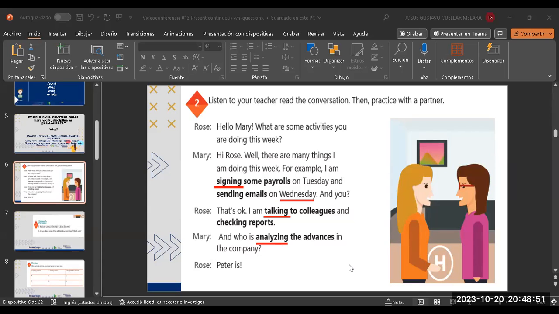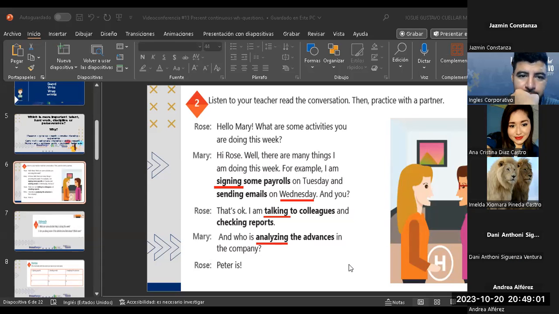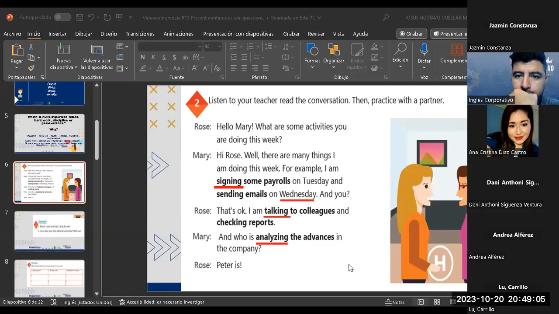Ok, necesito que acepten la solicitud para que podamos trabajar en equipo, please. Hay bastantes que no han aceptado la solicitud. I need you to do it. Necesito que lo hagan. Yasmin, no sé si te llegó, Doris.